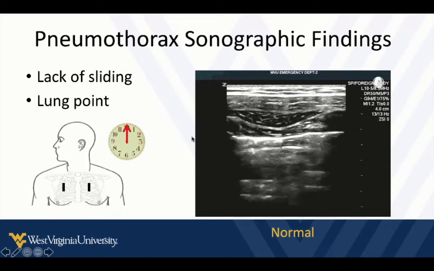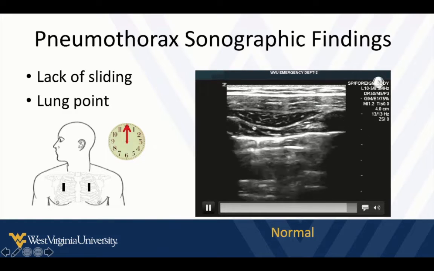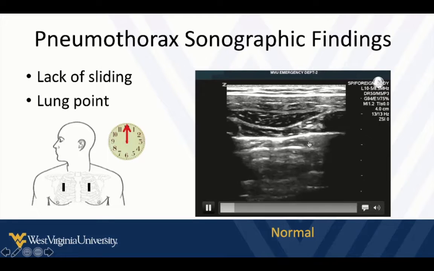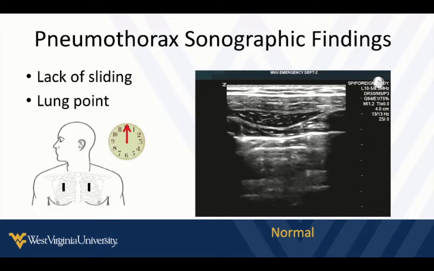But I want to really get your eyeballs trained at seeing the normal findings, which are ribs, pleural sliding. You see that movement going along the rib, and then the rib shadows here. If we see this sliding, then that lung is up. The visceral and the parietal pleura are opposed together and they're normal.